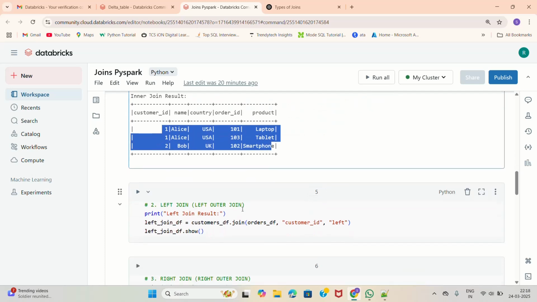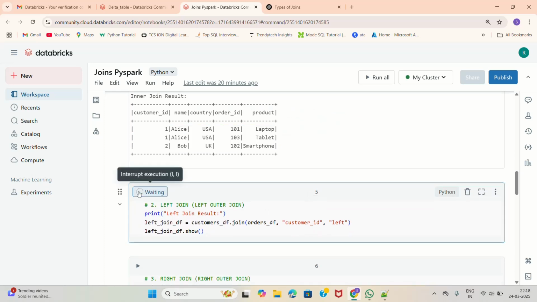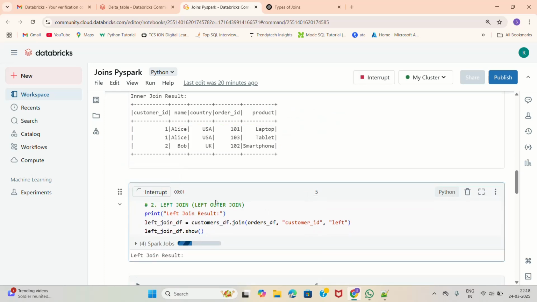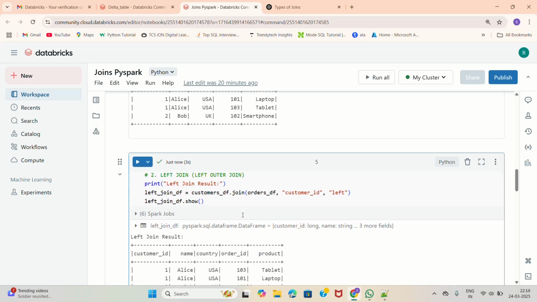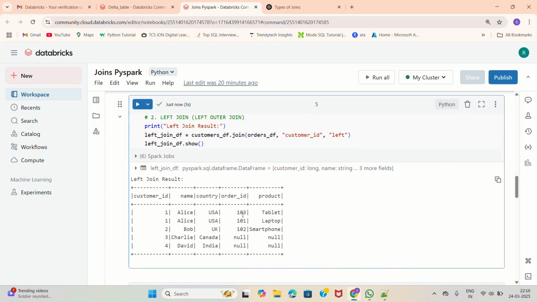Now let's talk about the left join. We'll execute it once here. What is the left join syntax? It will fetch all the records from the left table along with the matching records from the right table. The rest of the things will come as nulls here. Now observe here, in total how many rows did we get?